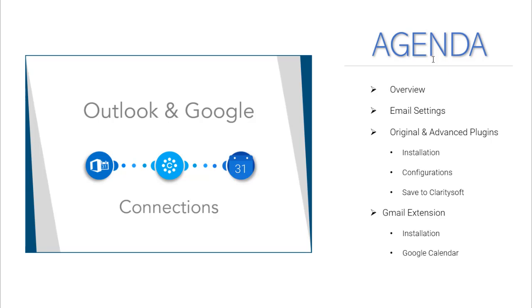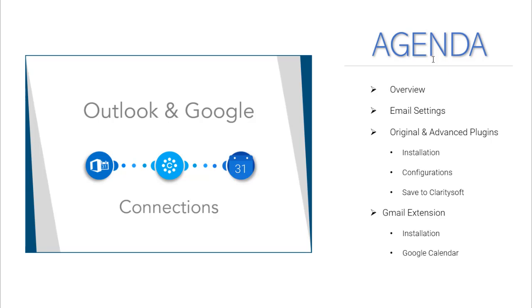And then we'll look at the Gmail extension that allows you to make the connection between your Gmail and Claritysoft in order to save emails back from your Gmail to Claritysoft, and then how to make the connection to your Google Calendar so that your items on your calendars will synchronize. And we'll walk through the different features.